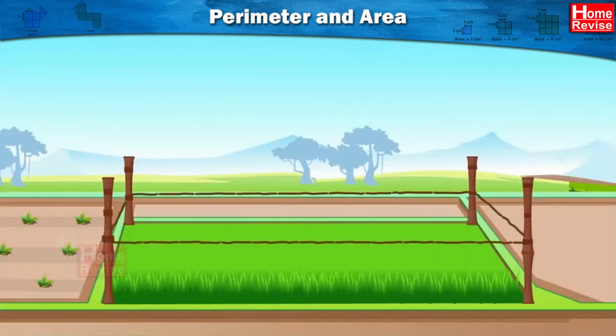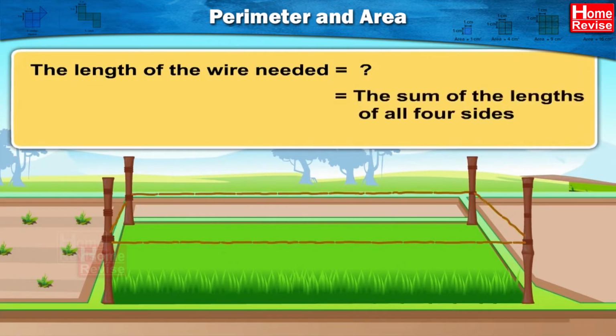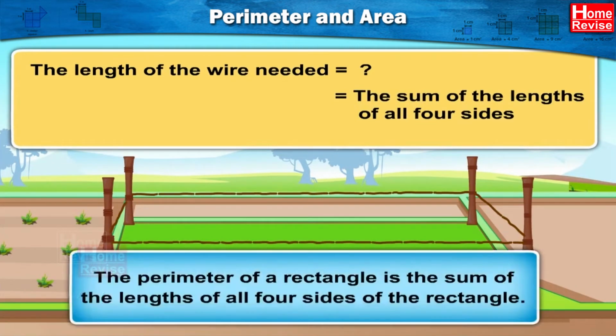A fence of a single wire has to be put around a rectangular field. We have to find out the length of the wire needed. The sum of the lengths of all four sides of the rectangular field will tell us the length of wire needed. The perimeter of a rectangle is the sum of the length of all four sides of the rectangle.